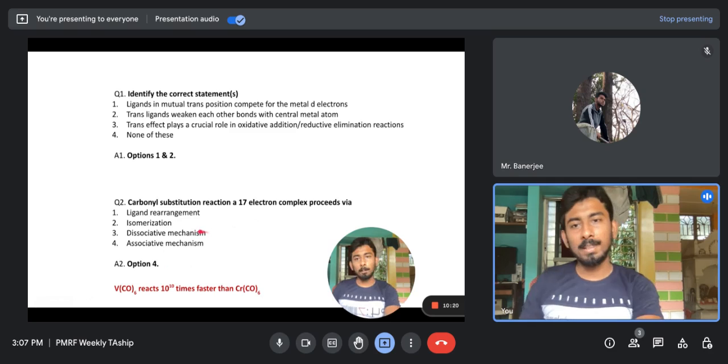So the 17 electron complex is a vanadium complex, V(CO)6. It is a 17 electron system, so it is not an 18 electron valence system. So it is electronically unsaturated but coordinatively saturated.